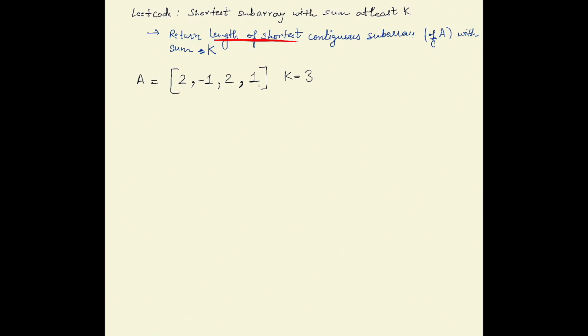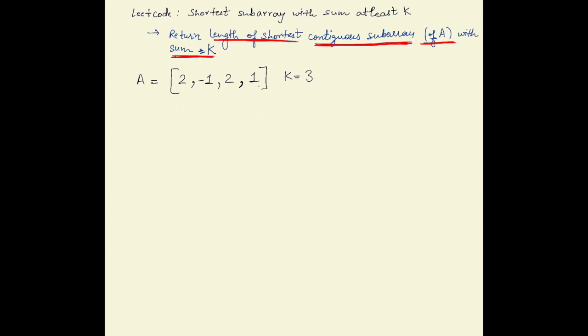The problem is that we are given an array A with both positive and negative values, and we have to find a contiguous subarray of A such that the sum of the elements of that subarray is greater than or equal to k. Of all those subarrays, we have to return the length of the shortest subarray.